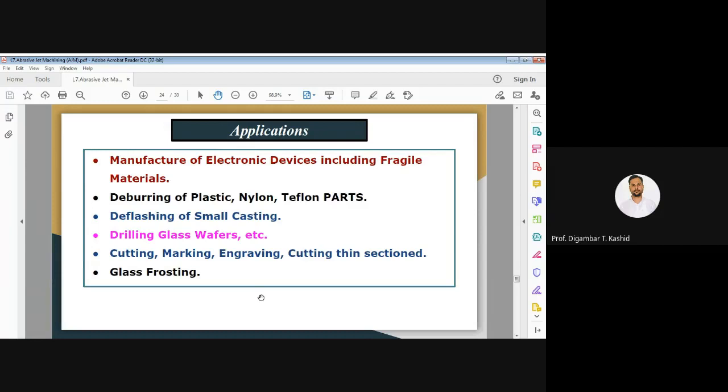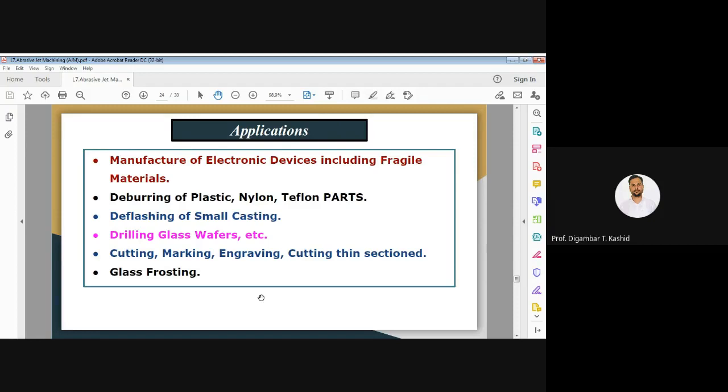Again, deflashing of small castings. The excess material which is not useful after you have done the casting can be deflashed or cut with the help of this abrasive jet machining process. It is called deflashing. Then this process can be used for the drilling of glass wafers.